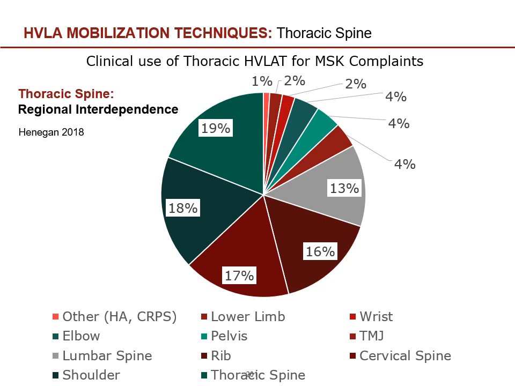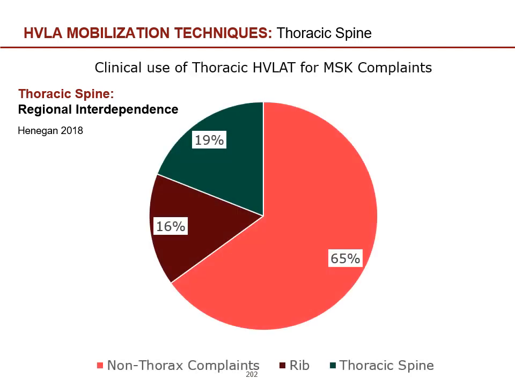And then if we look at this same data from a different perspective, we can see that HVLATs for the thoracic spine are actually more often used for other body regions than they are for actually thoracic complaints, be that rib or thoracic spine.